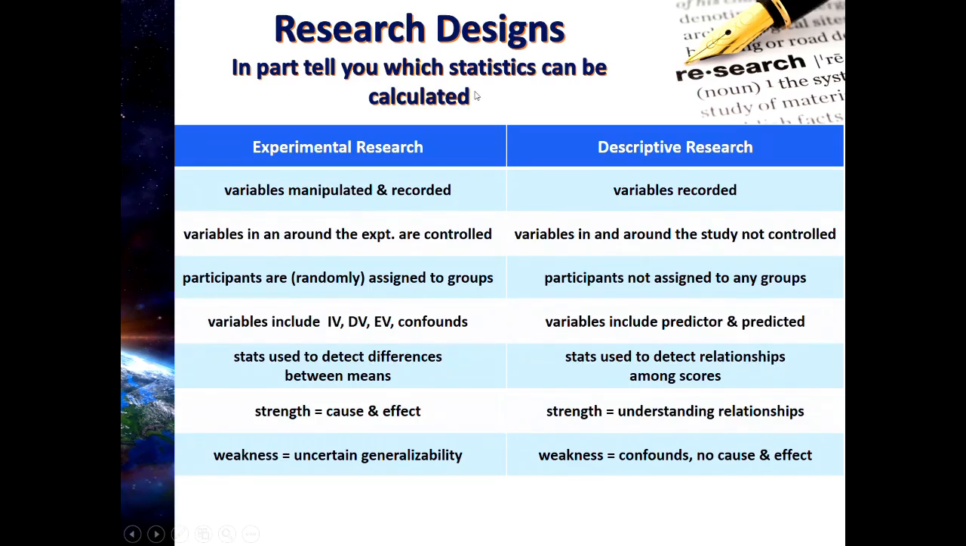Now, I also mentioned last class that even though we have a certain set of statistics that are common to descriptive research paradigms, they can be used in experimental research and vice versa. So we have some statistics here that we commonly use, but they can, in certain situations, be used in descriptive research.